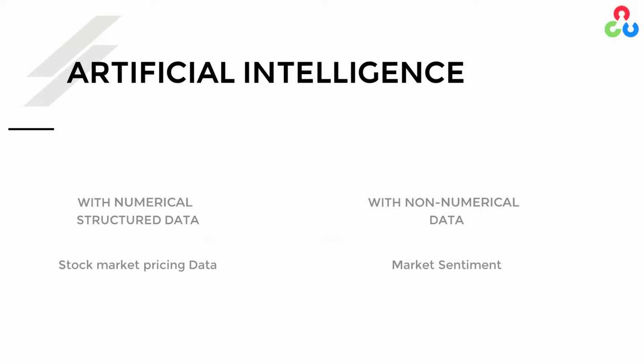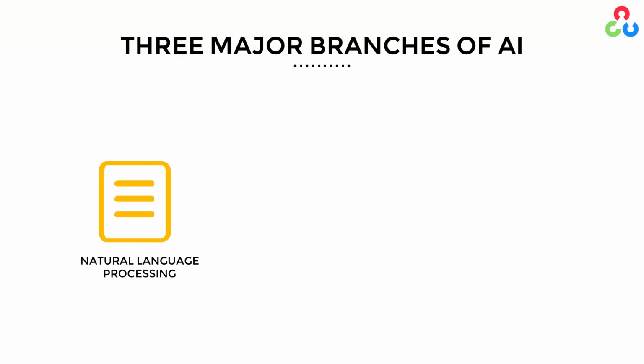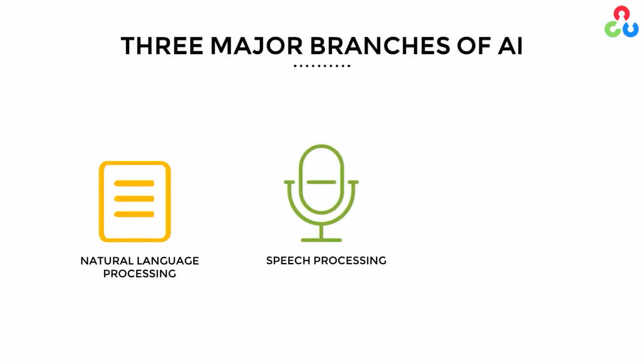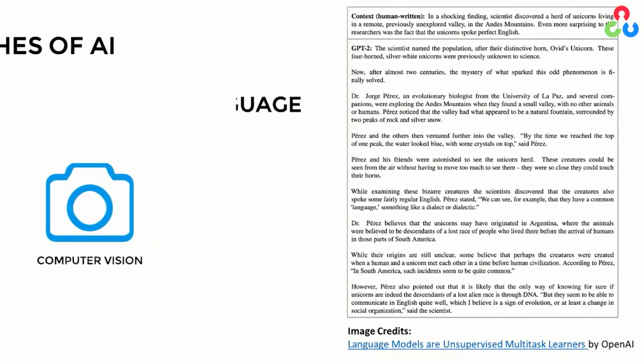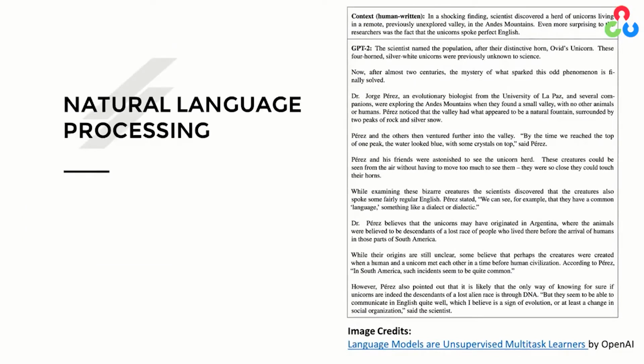Artificial intelligence that deals with this kind of data can be divided into three categories. First is natural language processing. The second one is speech processing. And finally, computer vision. In this course, we will be covering computer vision exclusively, but let's see what the other two areas are about. Natural language processing, or NLP, is a scientific field that deals with computer algorithms to process and analyze natural human language data.